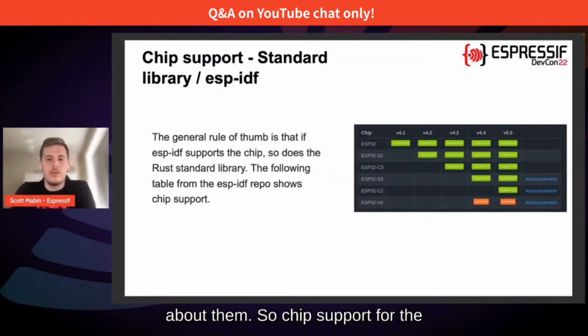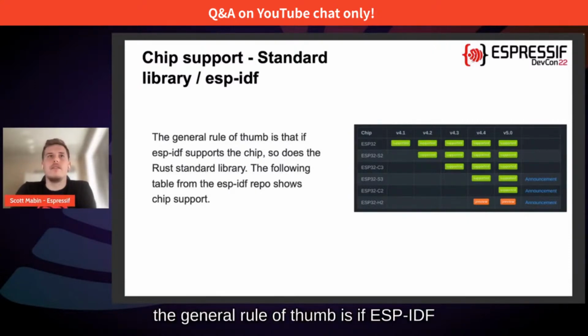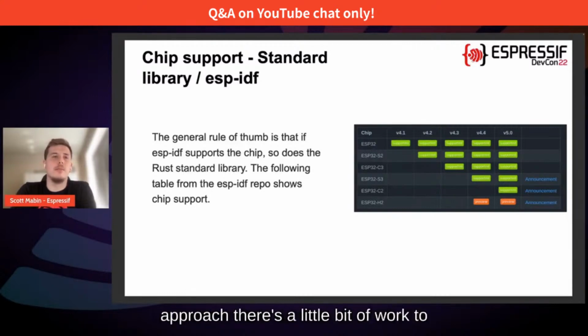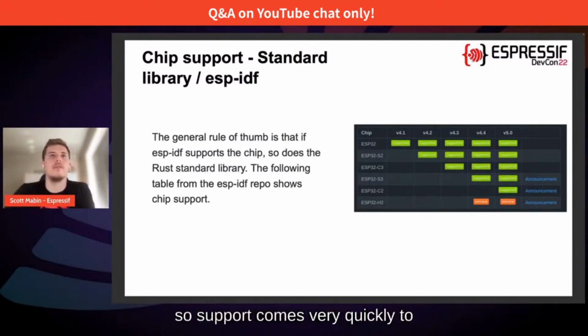So chip support for the standard library or ESP-IDF approach. The general rule of thumb is if ESP-IDF supports it, then so does this approach. There's a little bit of work to do, perhaps adding a new target in the Rust compiler, or perhaps some cfg work to feature gate certain peripherals for this chip, but most of that is relatively trivial. So support comes very quickly to standard library or component-based projects.